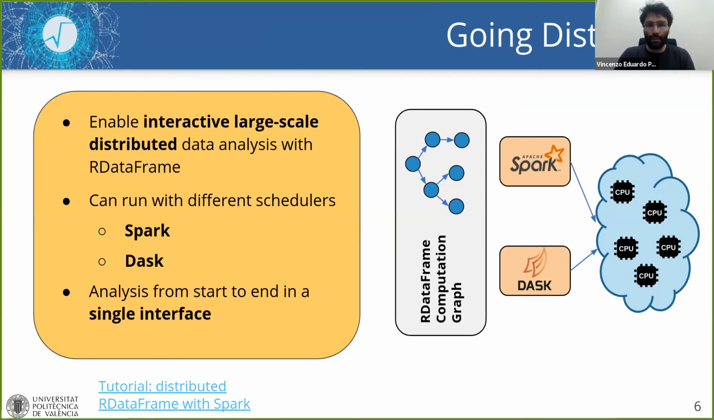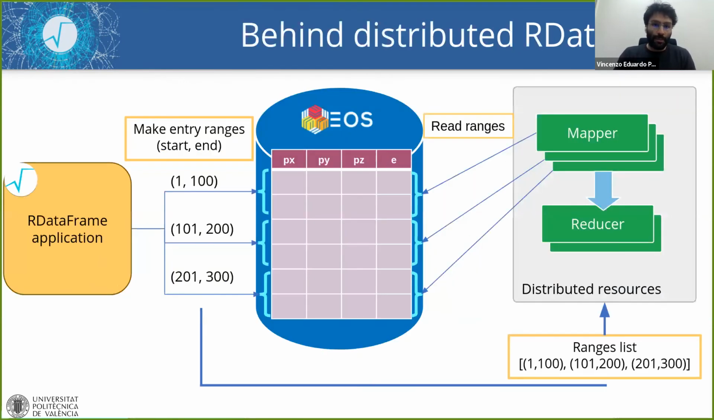In fact, we already have a function and implementation with Spark, but today I will show you how we created a backend for our data frame with Dask as well. The idea for the user is to have the same code that they created to run our data frame on their laptop, and just be able to use that code and run the computations on a Dask cluster, for example. But behind the scenes, this distributed application will read the original dataset of the analysis and create small ranges of entries.